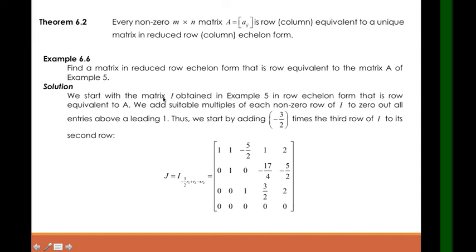Solution. We start with the matrix I above in the example that I was given in row echelon form that is row equivalent to A. We add suitable multiples of each non-zero row of I to zero out all the entries above a leading one. Thus, we start by adding negative 3 over 2 times the third row to its column. So, we will start with row 3.